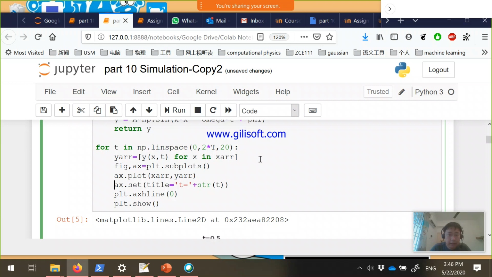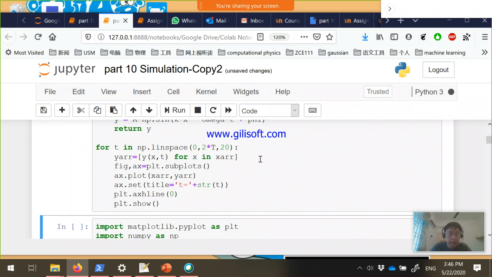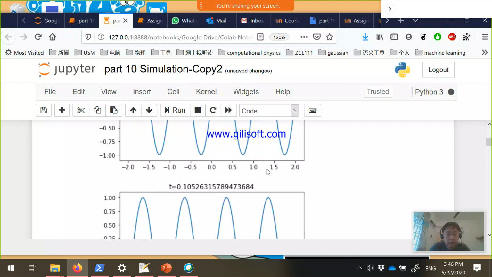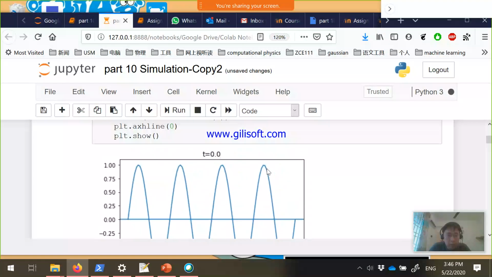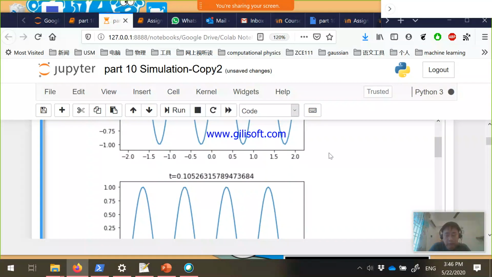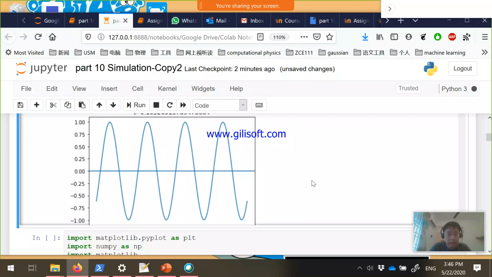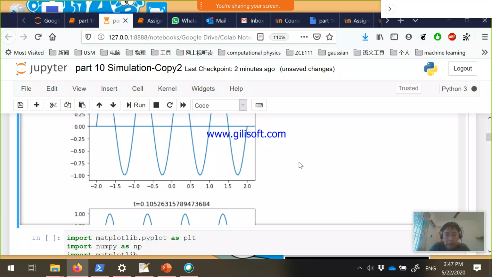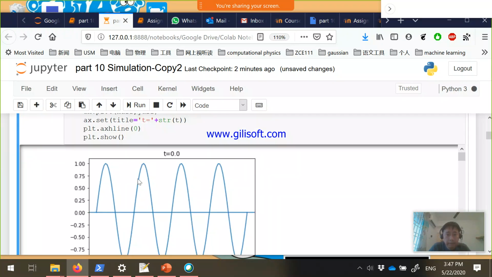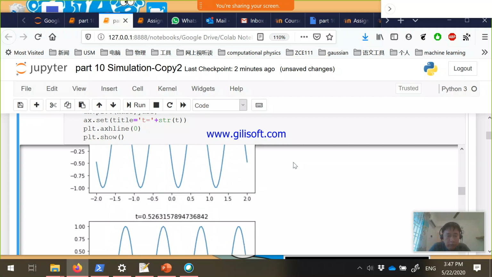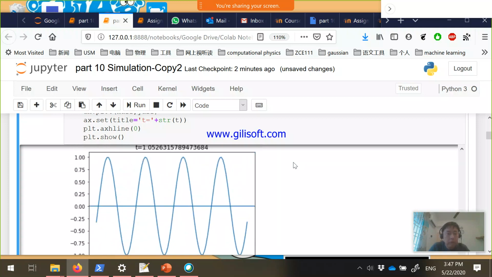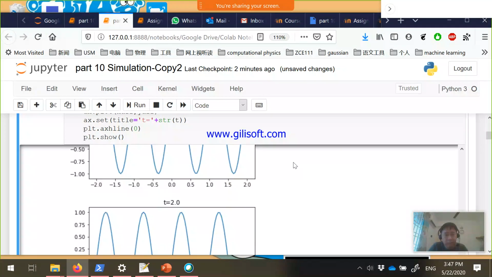When I press a button, I expect to see 20 graphs displayed. T equals 0, t equals 1, 2, 3, 4, but only how many? 20, right? So let me make it smaller. When you make it smaller, you can scroll in this. T equals 0, t equals 1, 2, 0.1. So when you make this fast enough, it looks like the wave is moving.